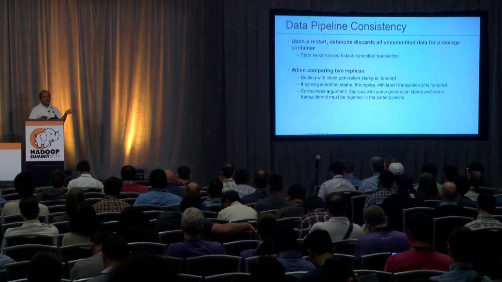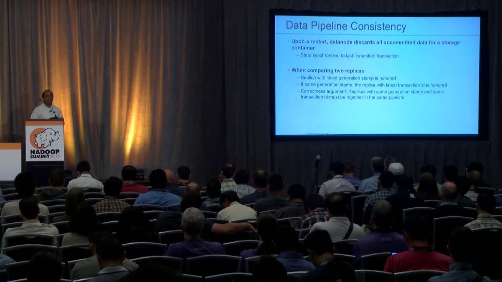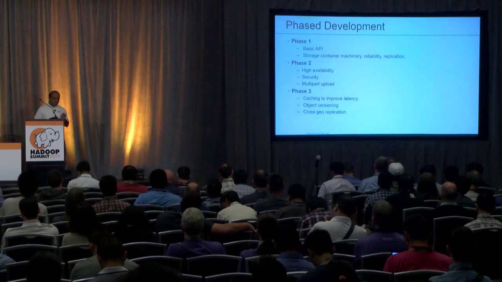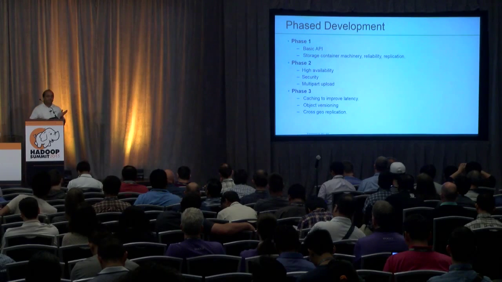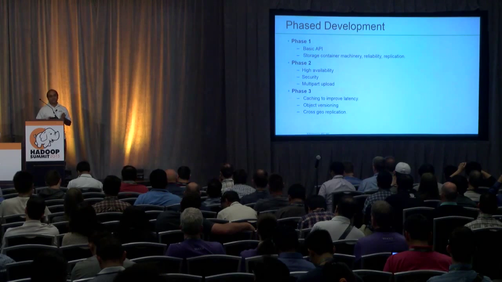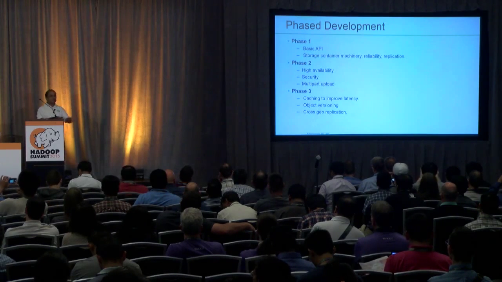All right, so work is going on. HDFS 7240 is the JIRA number. In the first phase, we will implement the basic API and all the mechanisms that we talked about. In the later phase, we introduce high availability, security, and multi-part upload to support a lot bigger sizes.